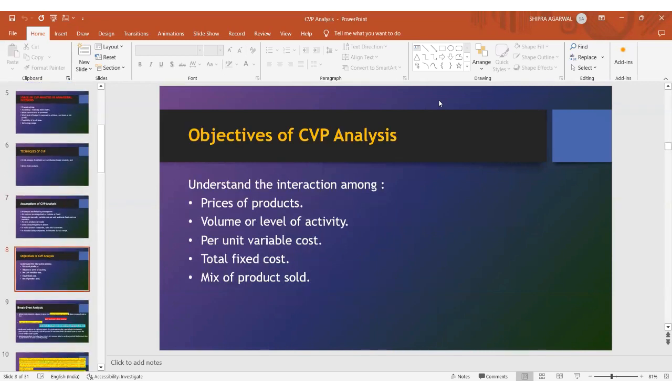So the basic objective of CVP analysis is that you need to understand the interaction among the prices of products, the volume or level of activity, per unit variable cost, total fixed cost, and mixture of products sold.